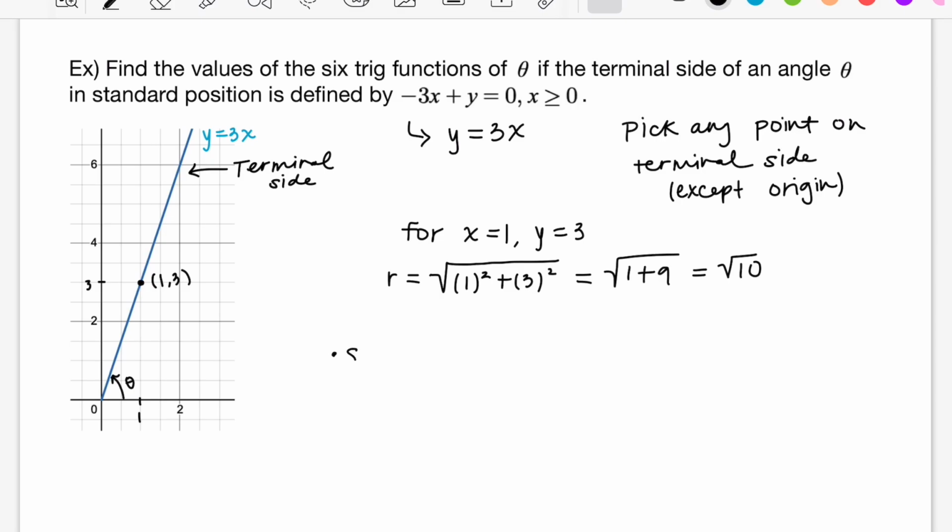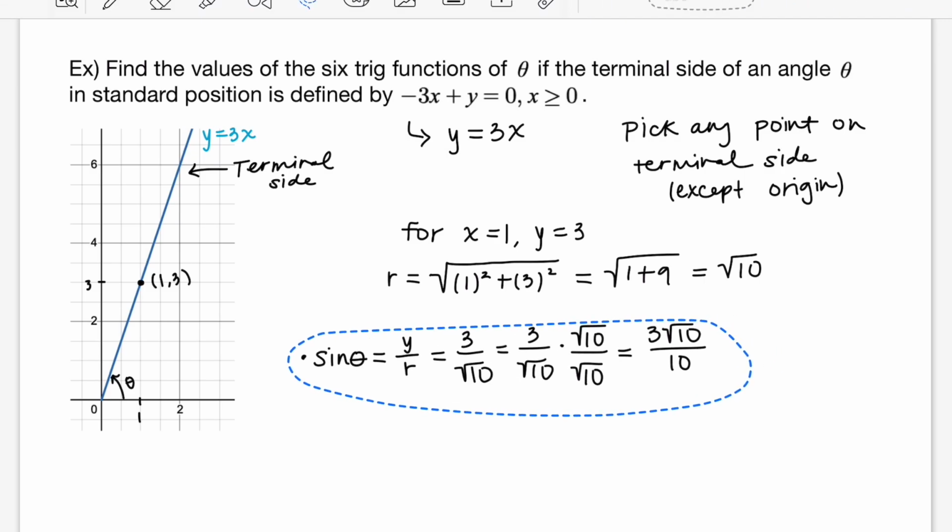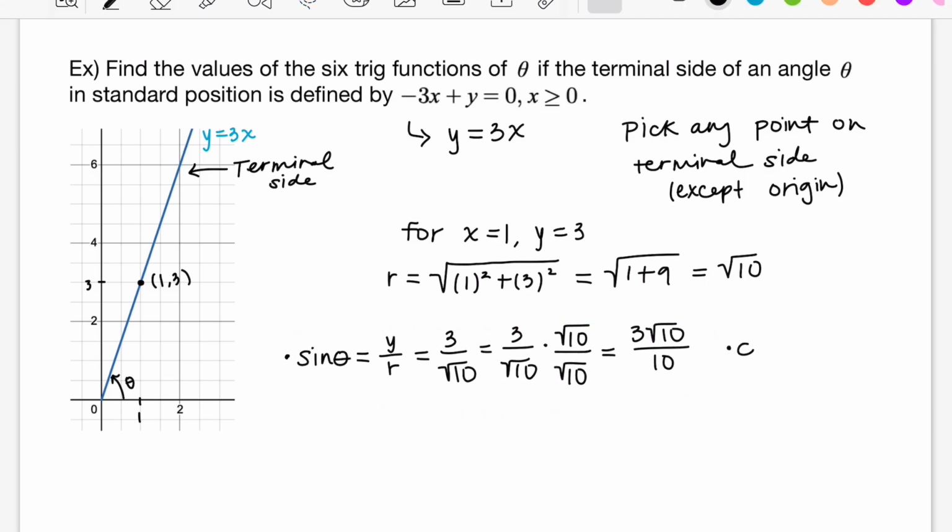We know that sine of theta is going to be y over r. y is 3, and then r is square root 10. Now remember, if you want to rationalize the denominator, then we need to multiply this by square root 10 over square root 10. And so our final answer will be 3 times the square root of 10 over 10. So then this tells us, since our cosecant function is going to be the reciprocal of sine theta, this will be square root of 10 over 3.